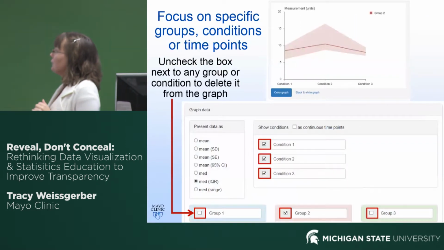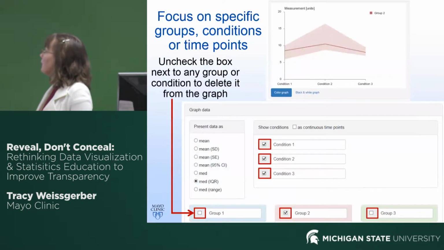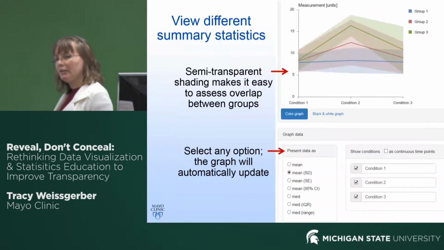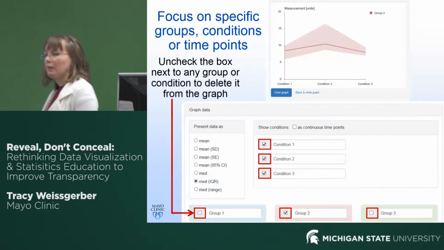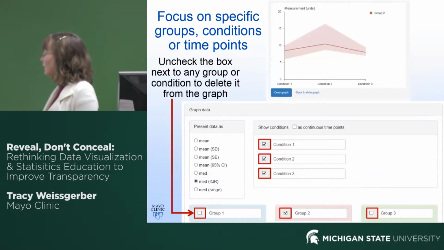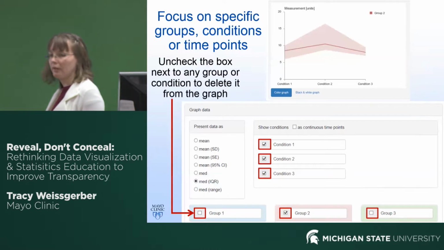The next thing you can do is focus on specific groups, time points, or conditions of interest. So if I go back to my main graph, it looks like there's a lot of variability in group 2, the red group, compared to the other groups. And I might want to know why that is. So one of the ways I could get that information would be to focus on group 2. If I unclick the boxes next to any group or condition, it will remove those from the graph. And I can just add them by rechecking those boxes at any time. So here I've unchecked group 1 and group 3. So now I can just focus on group 2.